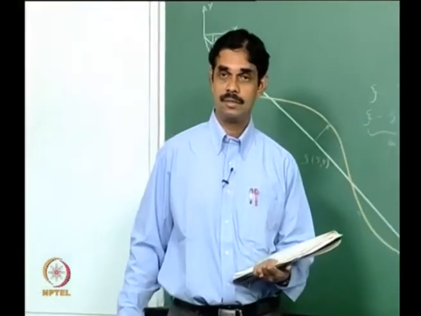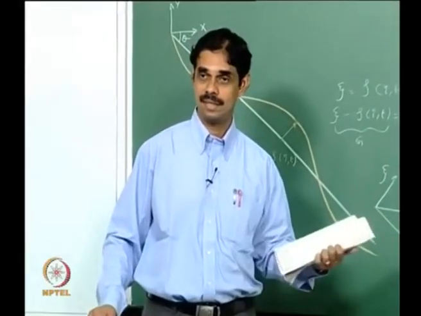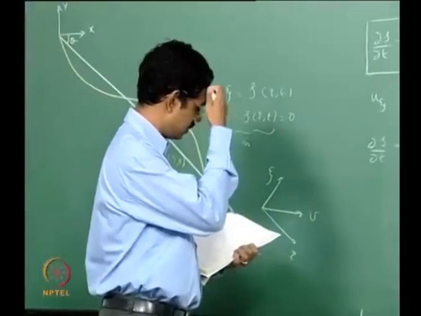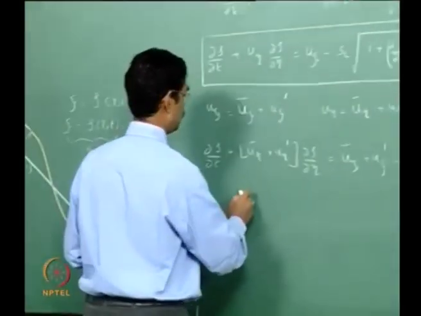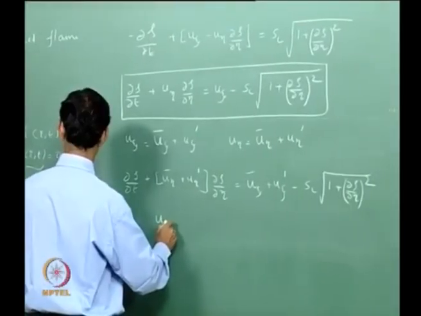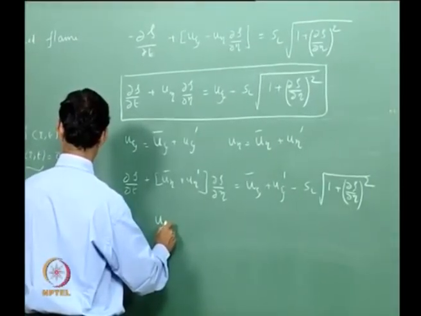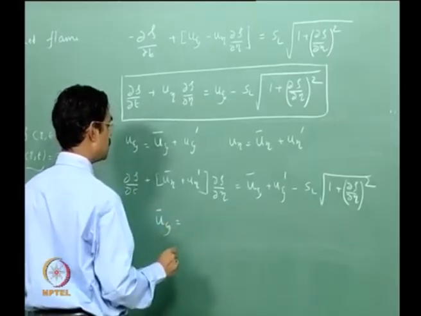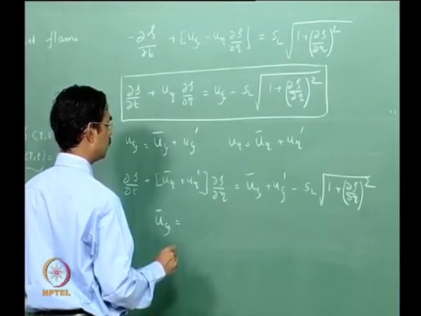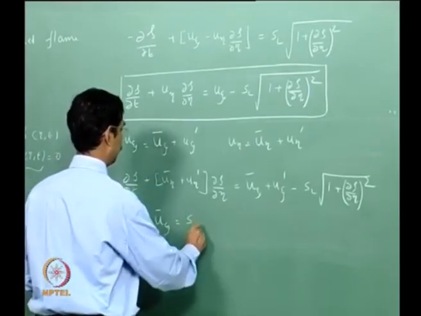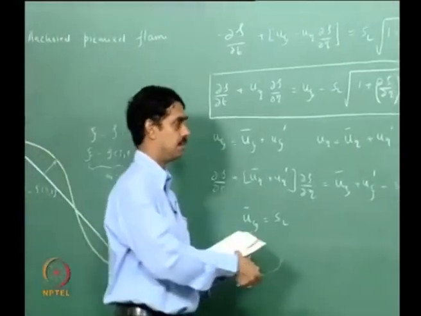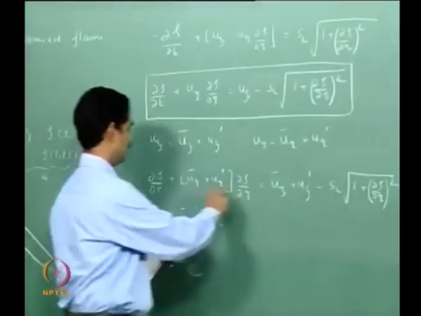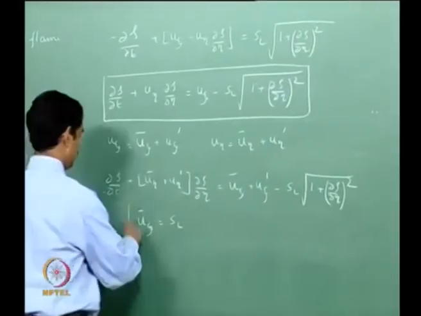So the first thing that we do when you have mean and fluctuating is, if we can take a time average of this equation, we can separate out the mean terms. So if you time average these quantities, you will get u psi bar equal to S_L. If you expand this binomial series, then S_L will come out here and this would be the mean equation.